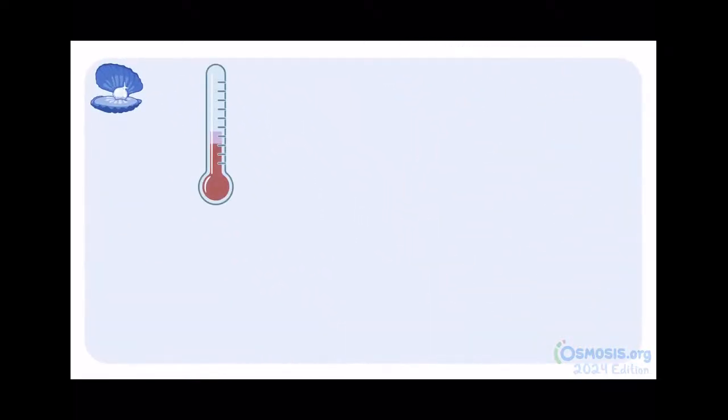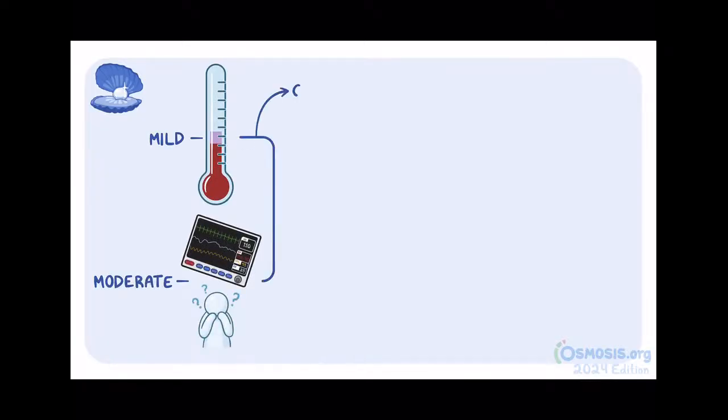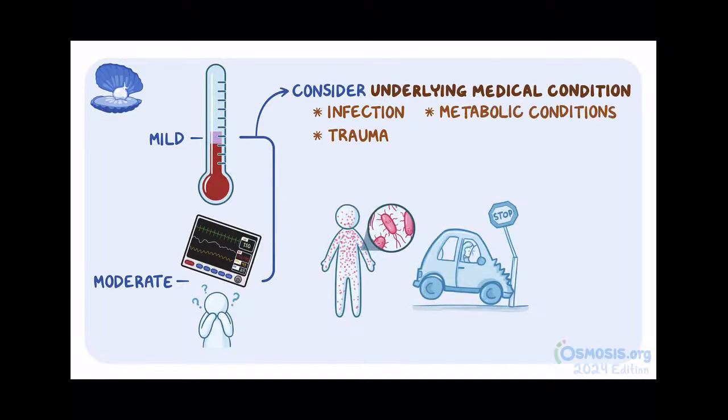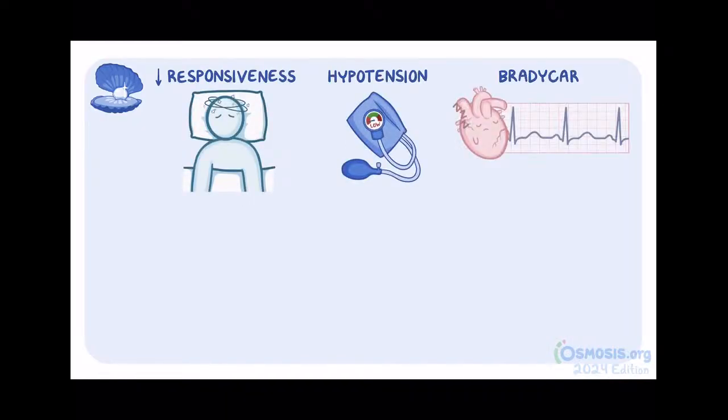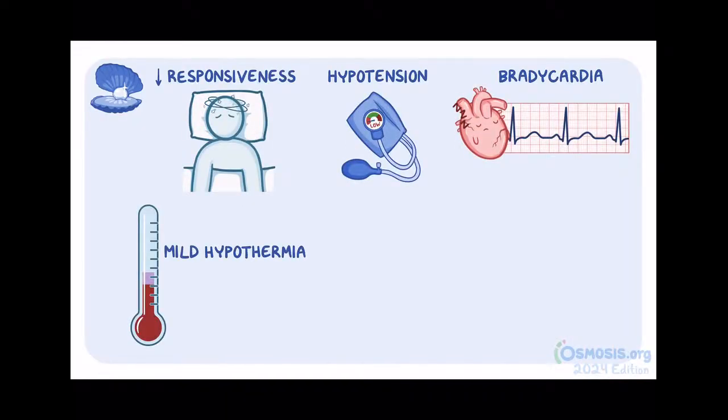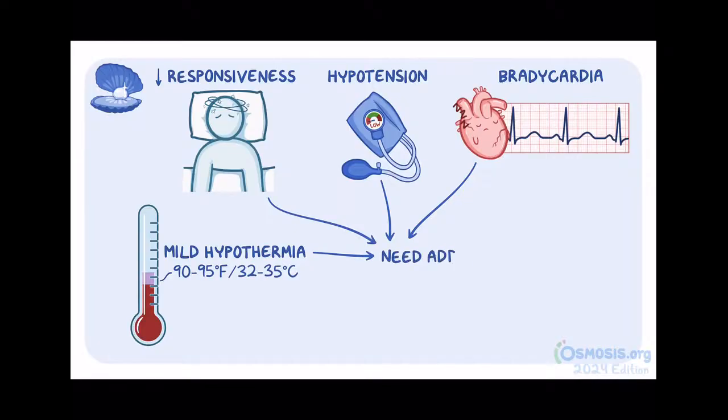Here's a clinical pearl to keep in mind. If your patient's vital signs or level of consciousness do not match the degree of hypothermia, consider an underlying medical condition, such as infection, trauma, or metabolic conditions like hypothyroidism, adrenal insufficiency, and hypoglycemia. For example, your patient might present with decreased responsiveness, hypotension, bradycardia, and mild hypothermia, which refers to a core temperature of 90 to 95 degrees Fahrenheit or 32 to 35 degrees Celsius. In this case, you need to order additional laboratory tests like a CBC and CMP to identify an underlying cause.